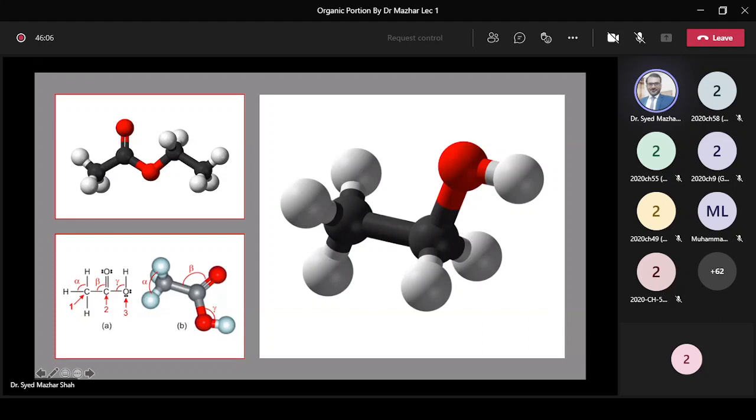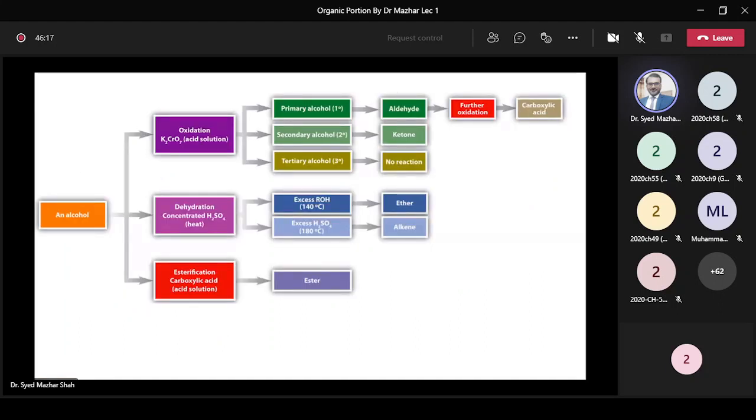Here oxygen is shown as red, and you can also see double bonds. So this is the structure of these three classes of compounds. And here is an overview of alcohol's general reactions, what type of general reactions they can undergo. For example, the first is oxidation. So if an alcohol goes under oxidation, it can produce a carboxylic acid as the end product, or in the intermediate product we can have aldehydes.